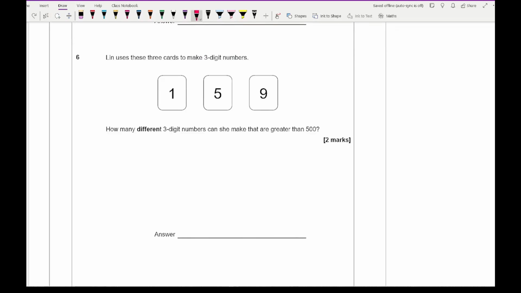Question 6, it says Lynn uses 3 cards to make a 3-digit number. How many different 3-digit numbers can she make that are greater than 500? Well, if it's got to be greater than 500, it's either got to start with a 5 or a 9. So starting with 5, the numbers I could then have are 519 and 591. And then starting with a 9, I could have 915 or 951. So how many different 3-digit numbers can she make? Well, the answer is going to be 4.